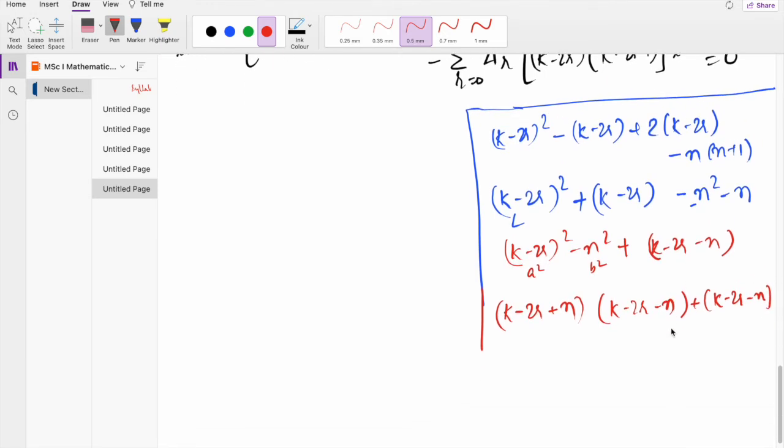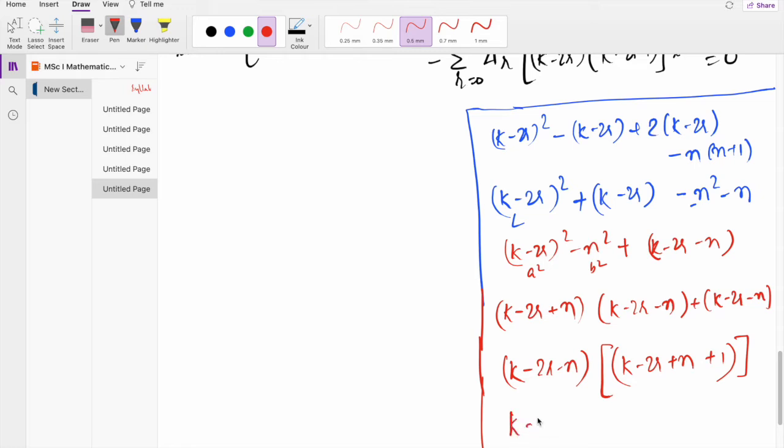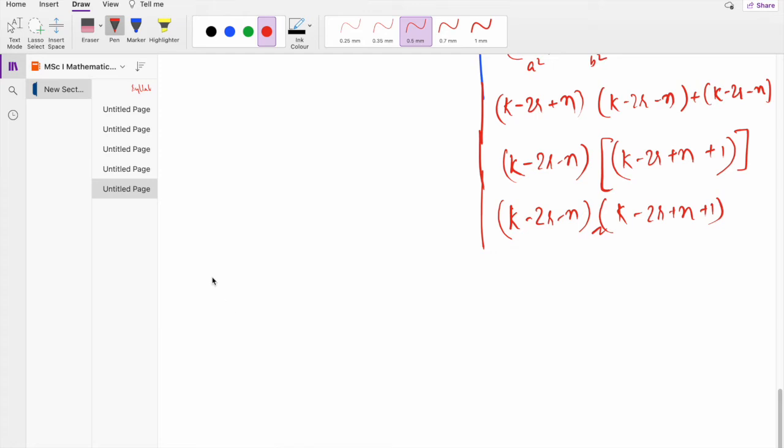As it is, I know this term (k − 2r − n) is common in both. If I take it common, the residue will be k − 2r + n + 1. Alright, so in simplification I can write it as (k − 2r − n)(k − 2r + n + 1). So this term can be written as this, and I just substitute.